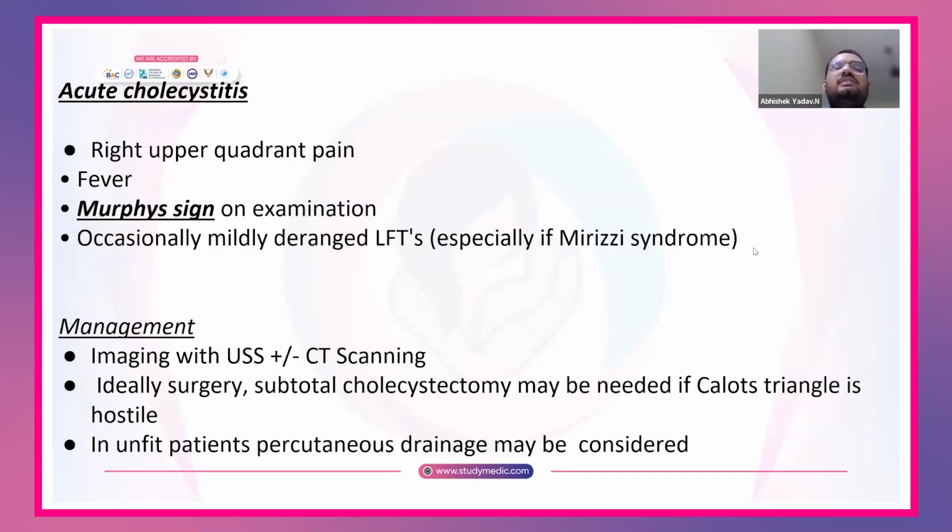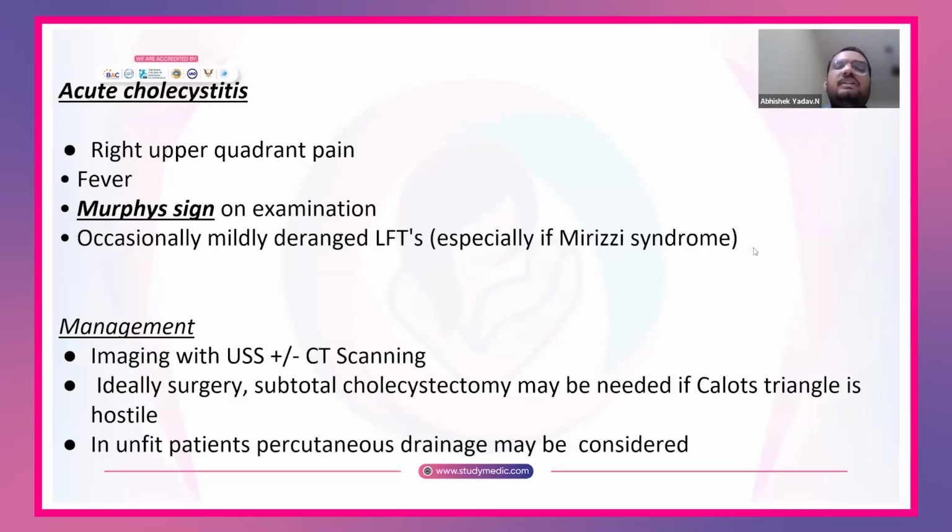Then we have cholecystitis. It may be acute or chronic. That's nothing but inflammation of the gallbladder. Okay, so the patient will have right upper quadrant abdominal pain, and the patient also complains of fever with jaundice, and there will be Murphy's sign on examination. That is nothing but tenderness along the tip of the ninth costal cartilage on deep inspiration. Okay, so that's where the tenderness is present. That's Murphy's sign. This is due to an inflamed gallbladder touching your fingertip, and occasionally there may be deranged LFTs too.